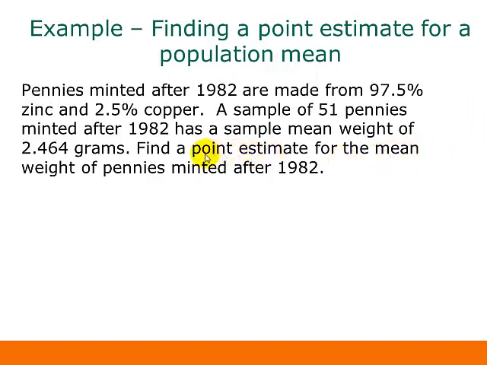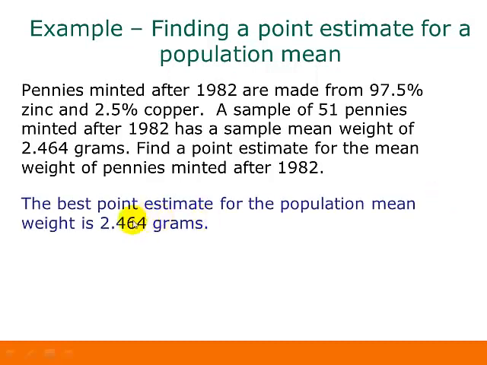So here, what we're being asked to find is a point estimate for the population mean of the weight of pennies minted after 1982. And again, the best point estimate for that population mean is going to be the sample mean from our sample of 51 pennies. So the best point estimate for the population mean weight is going to be 2.464 grams, which was our sample mean.